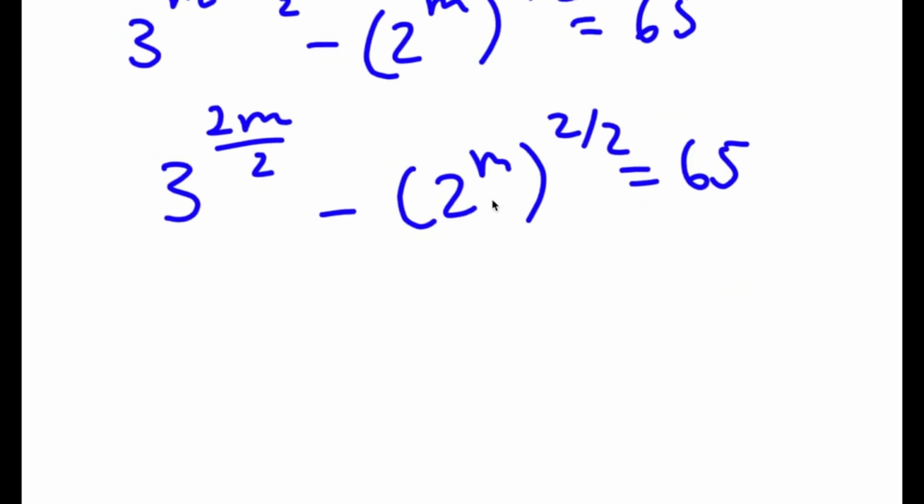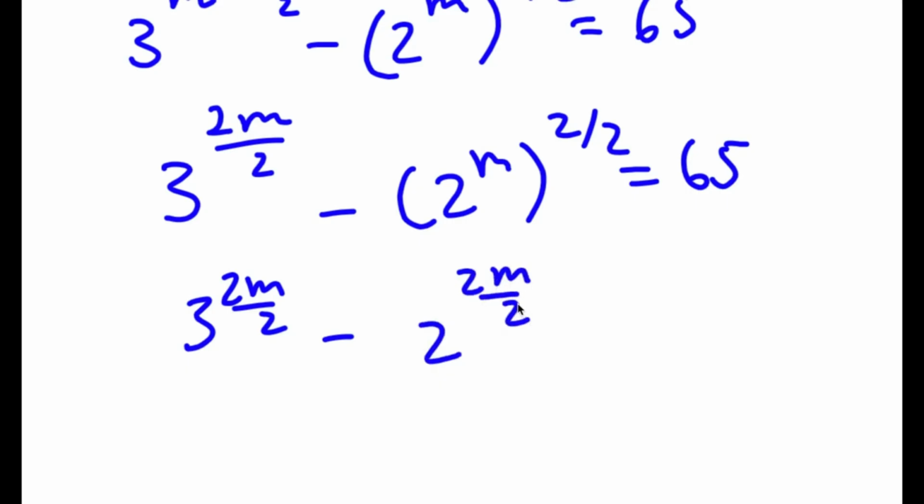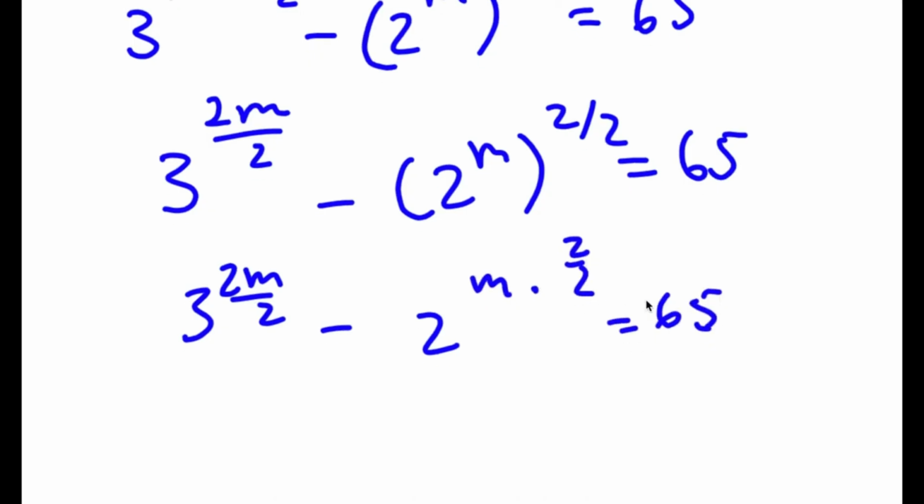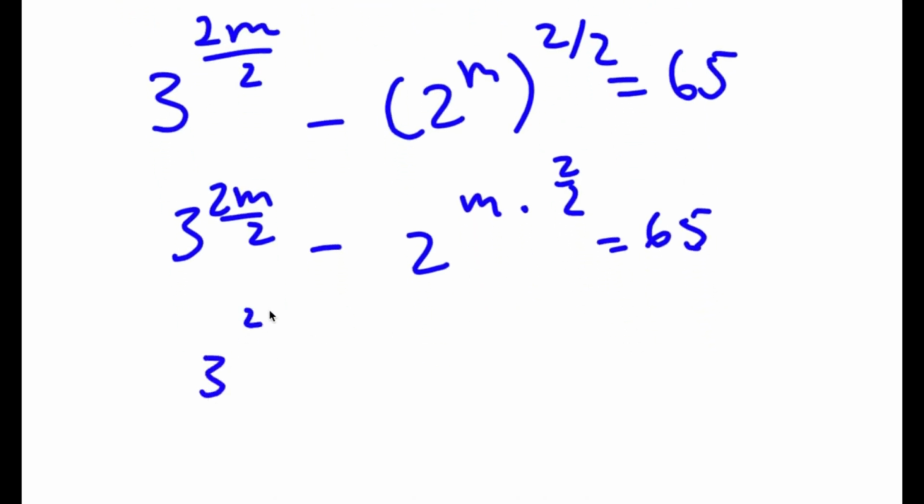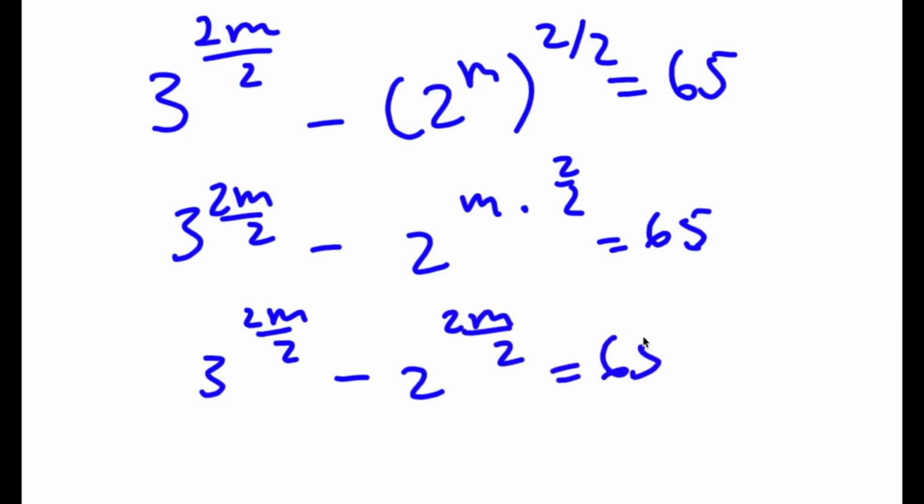Now, this is the same thing with 2 to the power of m to the power of 2 over 2. I have 2 to the power of m times 2 over 2. And then now 3 to the power of 2m over 2 minus 2 to the power of 2m over 2 is equal to 65.